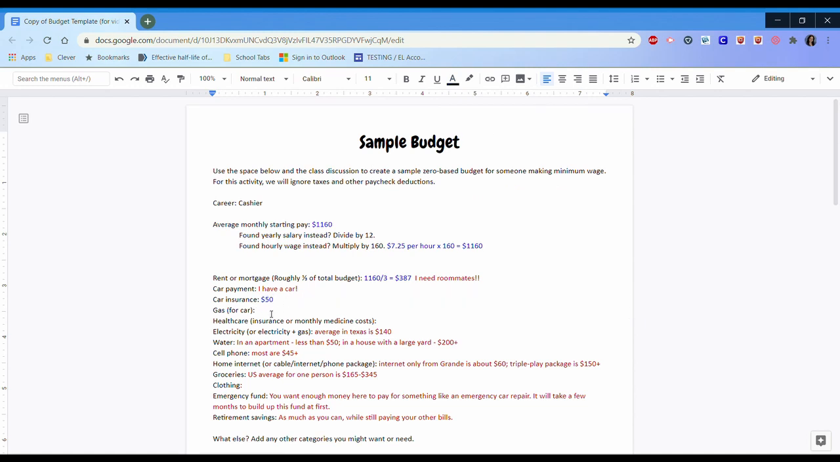Now, gas for your car. Again, this is going to vary quite a bit. How much do you drive? What kind of car is it? Is it fuel efficient? I don't know. A lot of you drive already. If you already drive, then you probably know how much you spend per month on gas. Go ahead and put that amount in.